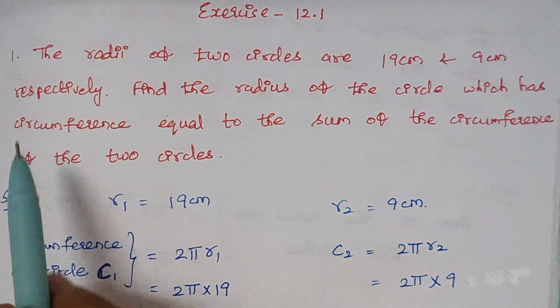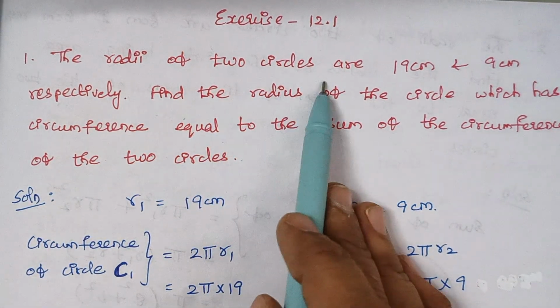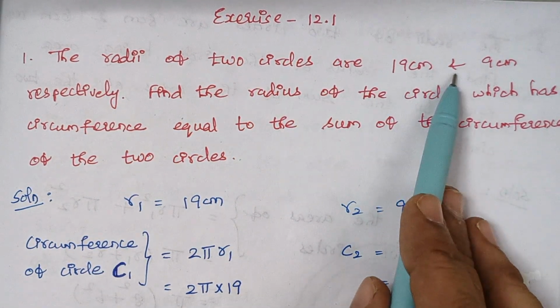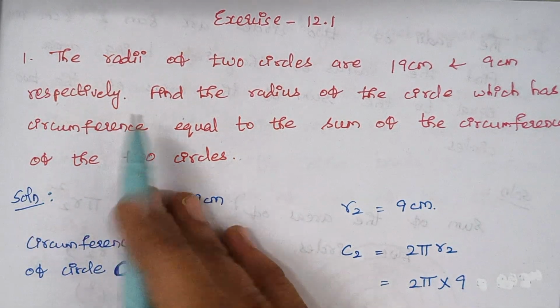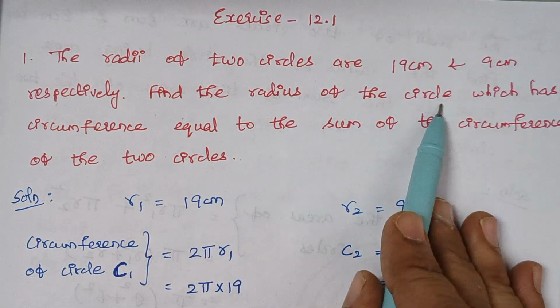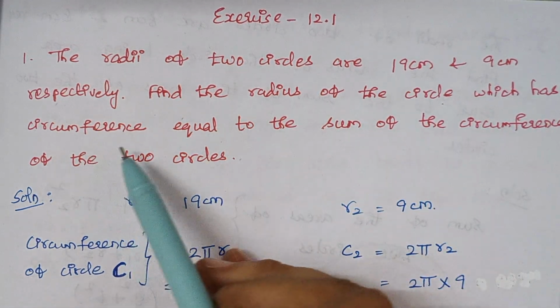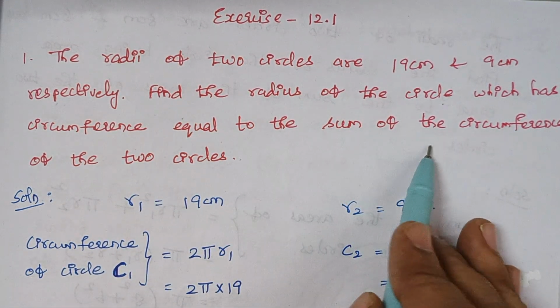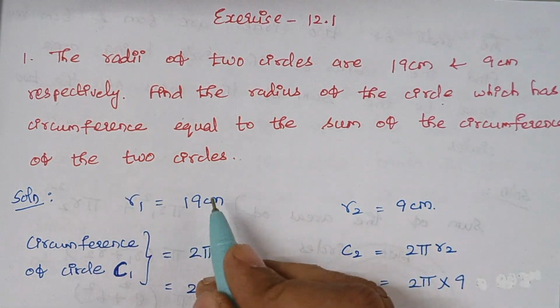Problem 1: The radii of two circles are 19 centimeters and 9 centimeters respectively. Find the radius of the circle which has circumference equal to the sum of the circumferences of the two circles.